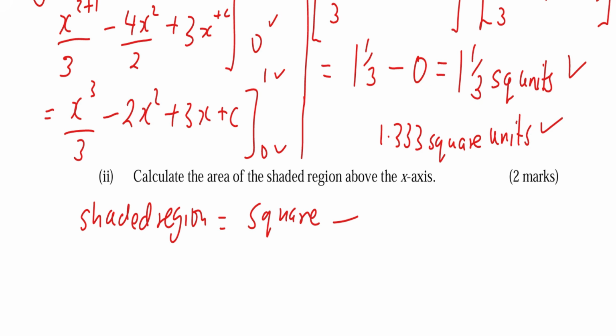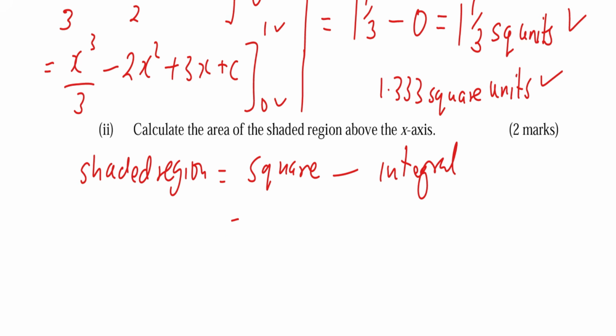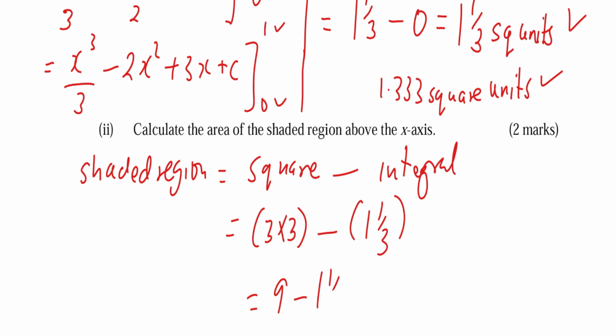Yeah, minus the integral that we got in Roman 1. So the square is basically 3 times 3, then minus the integral, which is 1 over 3. So this gives you 9 minus 1 over 3, or 9 minus 1.333. So 9 minus 1 over 3 gives you 26 over 3 square units, or 8.67.